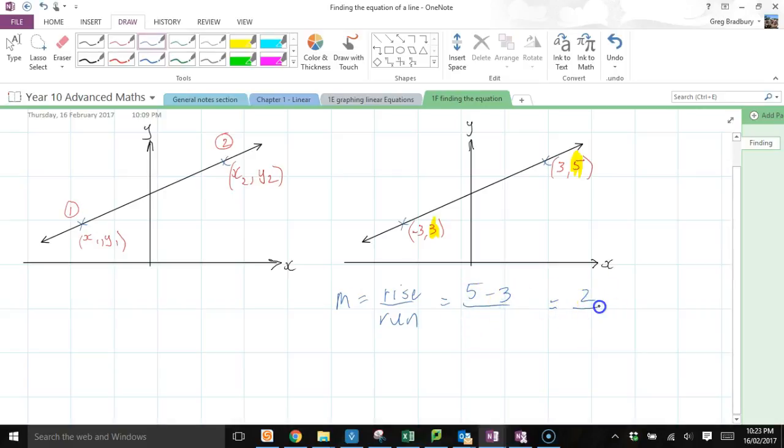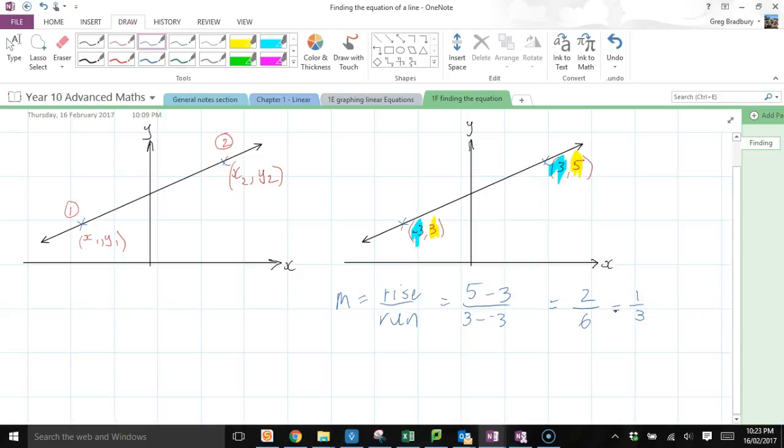Now we're going to do the run as well. The run is the difference in the x direction. The difference is 3 minus negative 3. Obviously, when you take away a negative number, you get a positive. You get 3 plus 3 is 6. So the gradient of this example is 1 over 3. It's quite a shallow gradient.